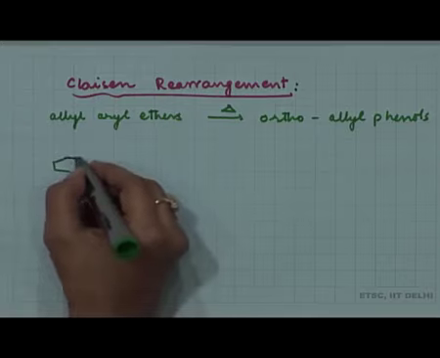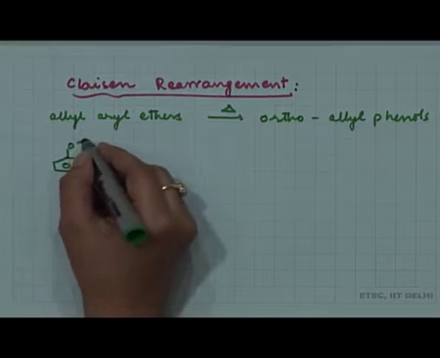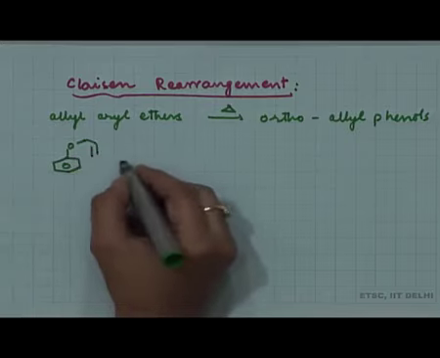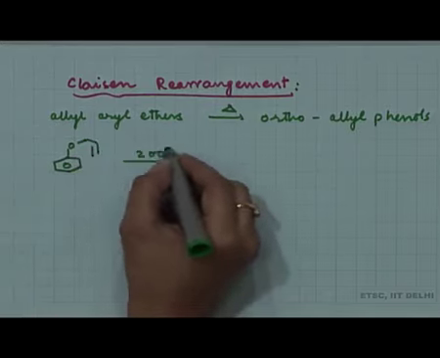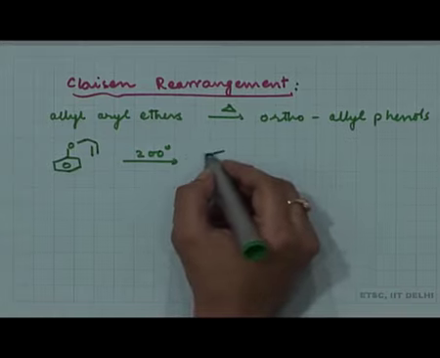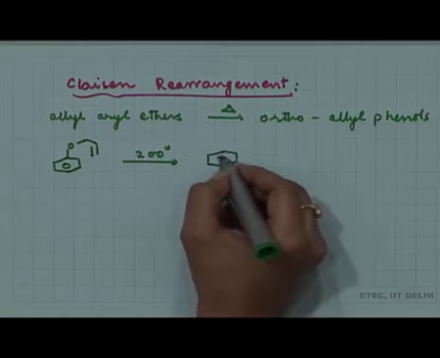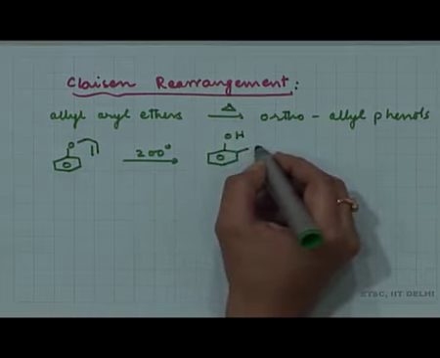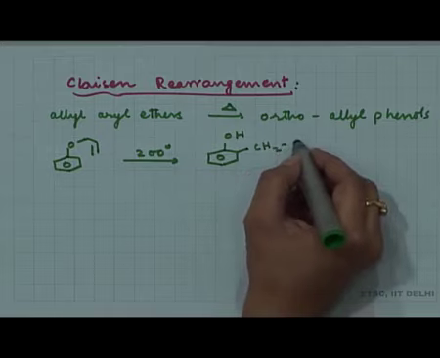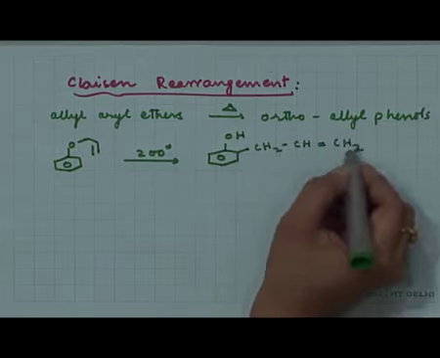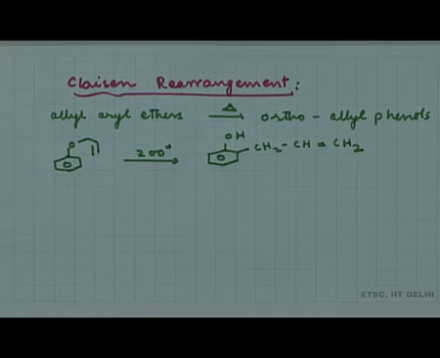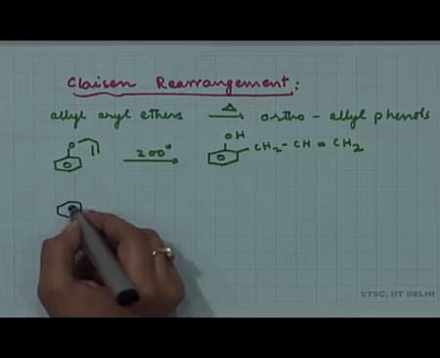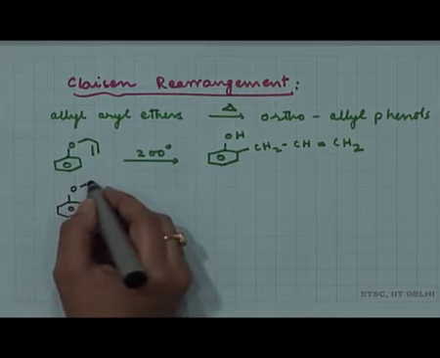So, if you have this allyl aryl ether and you heat it at about 200 degrees, you get a rearranged product, which is this phenol on this side, and the entire allyl group comes at the ortho position, and you get these ortho-allyl substituted phenols, right. So, the question could be: if your ortho position is blocked, then what happens?